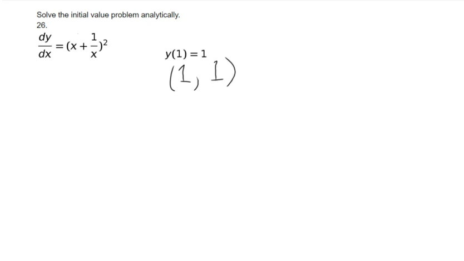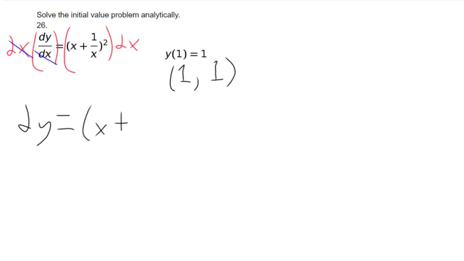Now, first thing, separate variables. This dx needs to come on this side. So I'm going to multiply both sides by dx. I'm going to do dx times this side and dx times this side. On the left-hand side, dx's cancel out. I'm left with dy. And on the right-hand side, I have (x plus 1 over x) quantity squared dx. Now that I have dy on the left and dx on the right, I can integrate both sides.